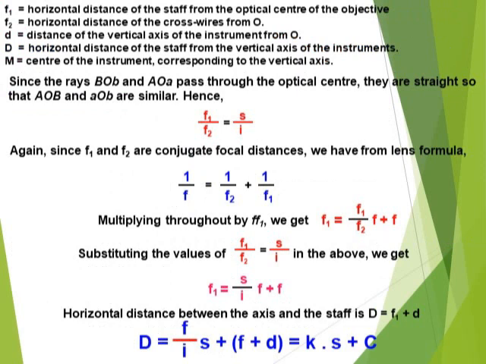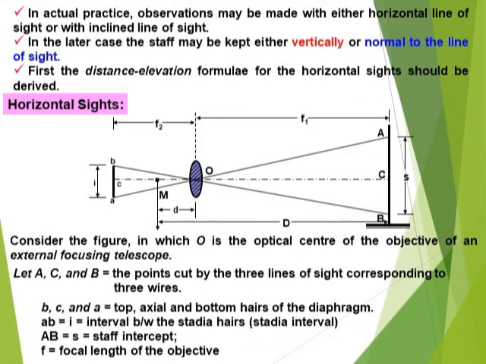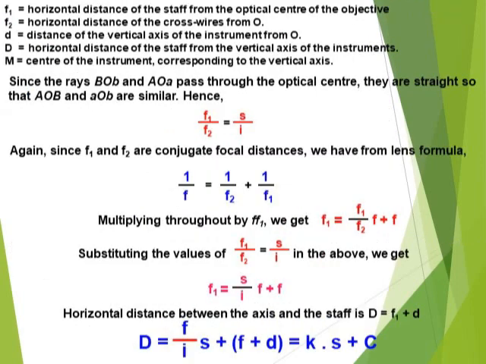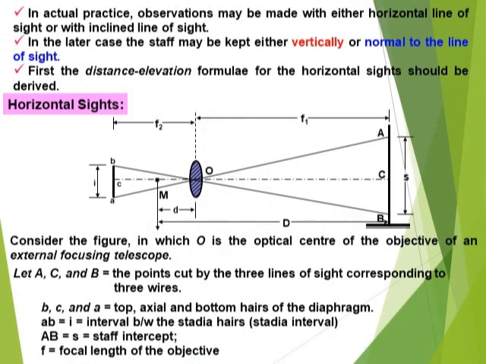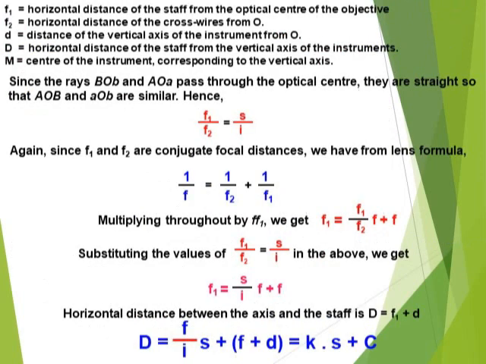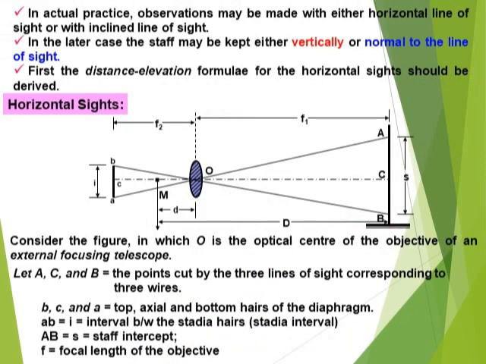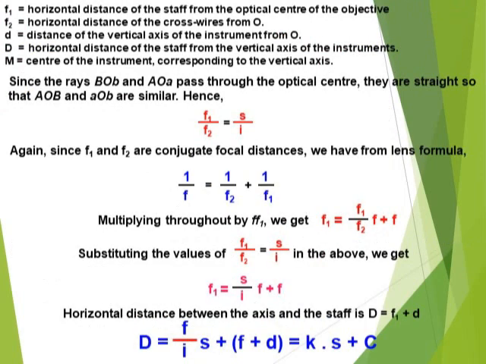One more time, f1 is the horizontal distance of the staff from the optical center of the objective. f2, as you saw in the figure, is the horizontal distance of the crosswire from O. Then d is the distance of the vertical axis of the instrument from O. The capital D, as seen in the figure, is the horizontal distance of the staff from the vertical axis of the instrument.